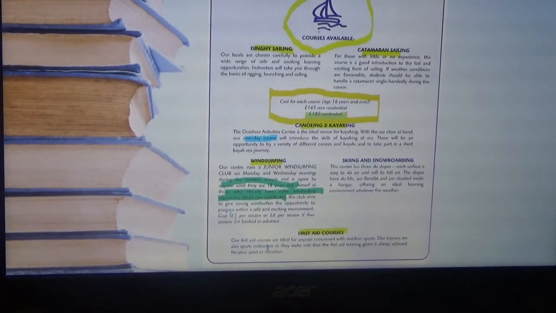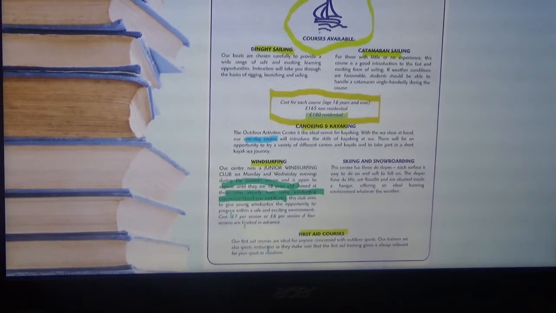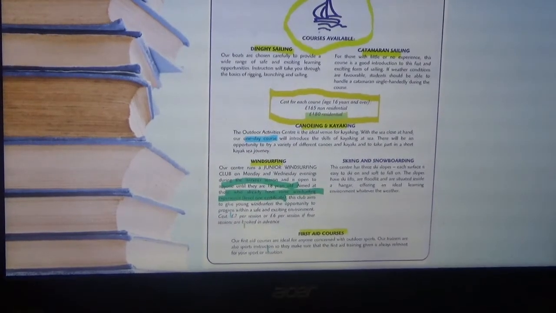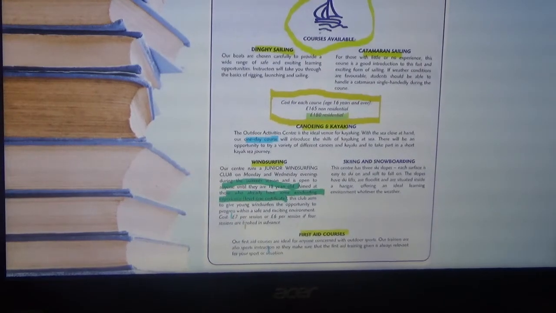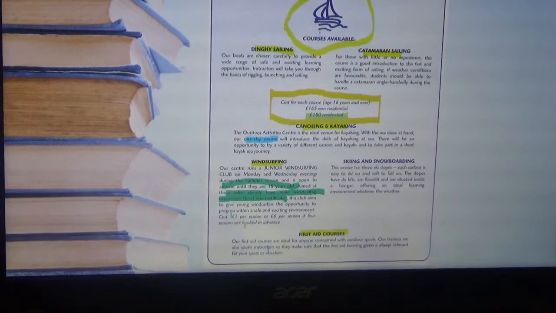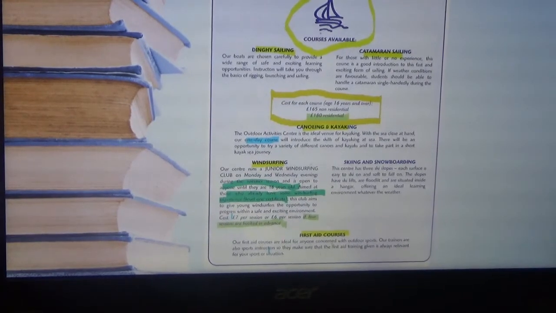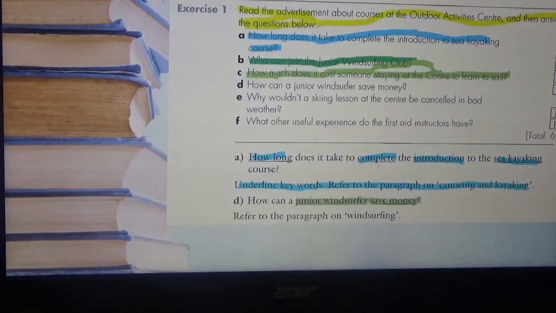Cost 7 pounds per session, or 6 pounds per session if 4 sessions are booked in advance. So how can a junior windsurfer save money? You're right, here, if 4 sessions are booked in advance. Okay, precisely.